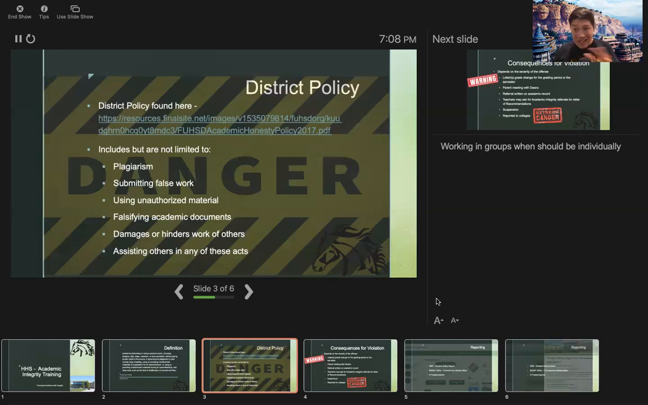Damaging or hindering others' work is one that's not cheating, but it falls under academic integrity. It's basically destroying someone else's work so that they can't receive the credit they should, right? That is one of the severe ones too. Assisting others in any of these acts, again, it's not limited to these six, but there's a whole breadth of it. If you are one of the people that supplies the work and you distribute it to, say, five people, you're at fault for supplying, even if it's to one person or five or ten. You're supplying that work, and that is cheating, okay?